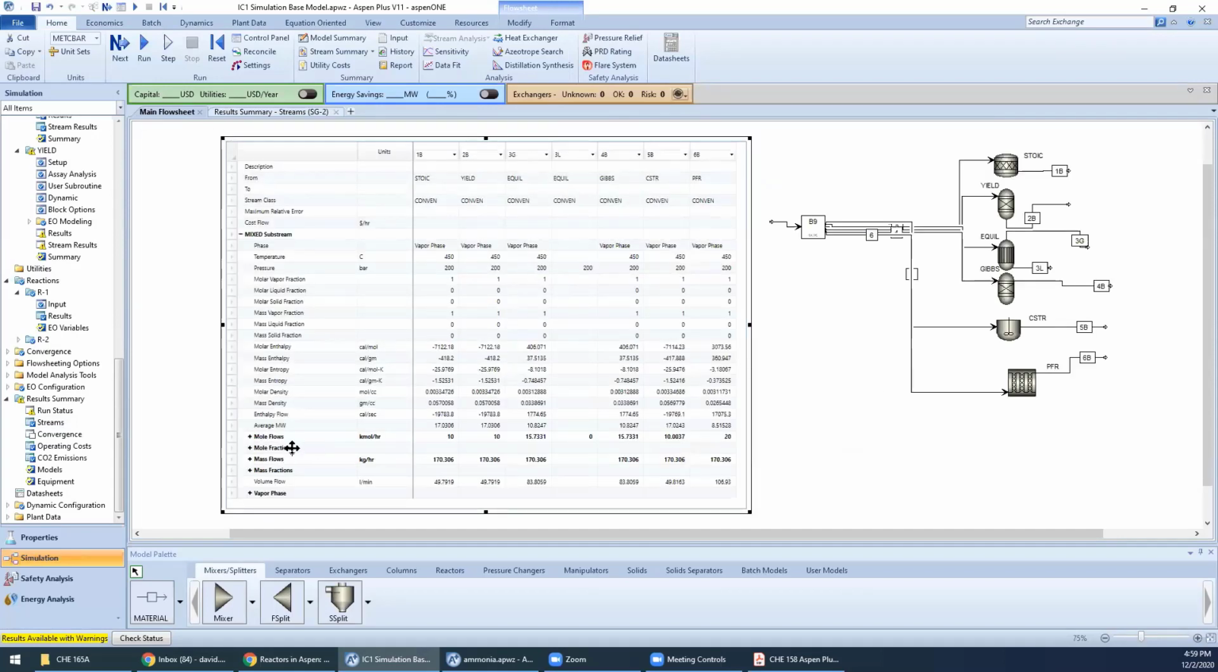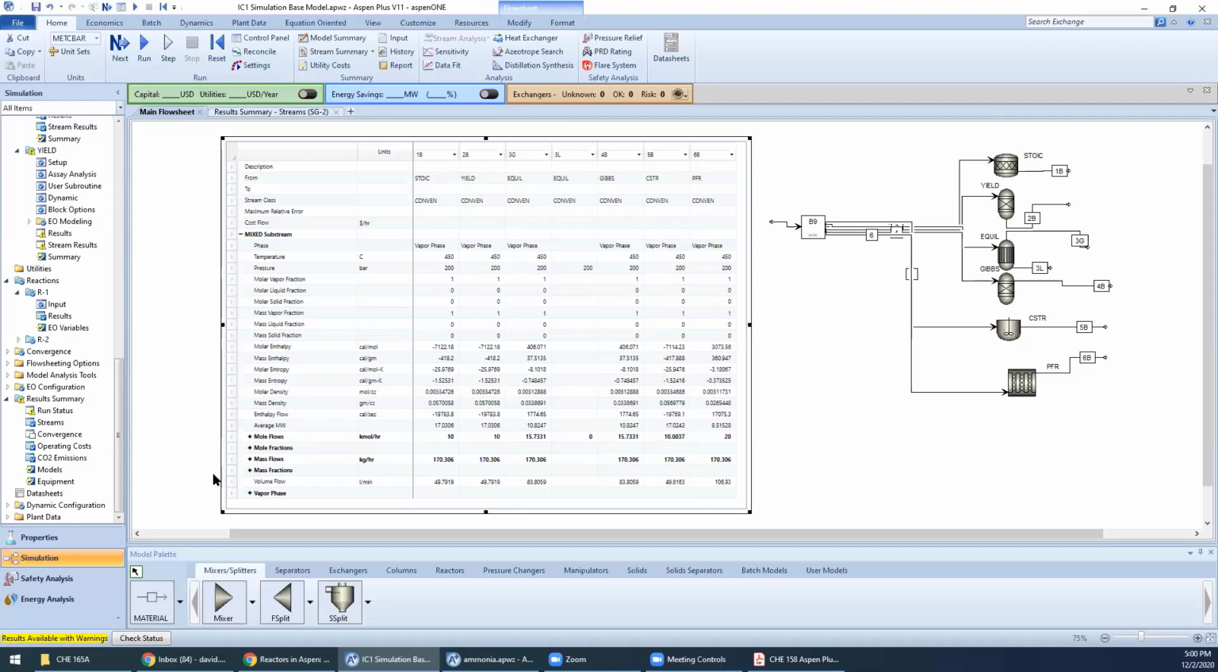Coming in, looking at my mole flows, I can see that if we have 20 coming into each reactor, the only reactor that doesn't have a reaction is actually the PFR. So something's up with those kinetics, but I get a reaction for the stoich, for the yield, and for the equilibrium, and there's just no liquid coming out of the equilibrium. So that's why this is 0. Gibbs is also a reaction occurring, as well as in the CSTR.